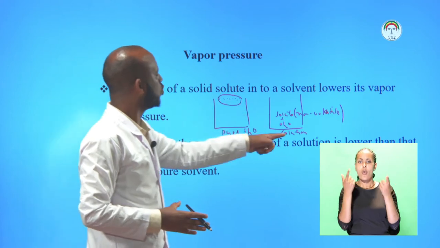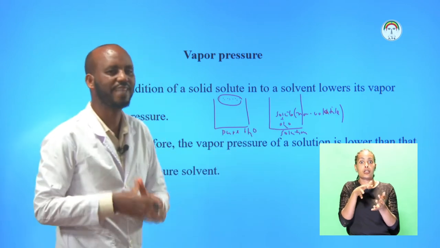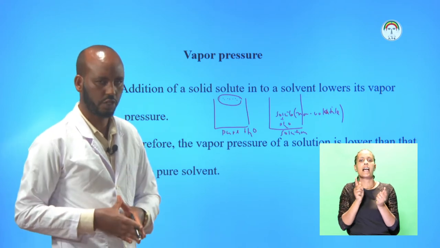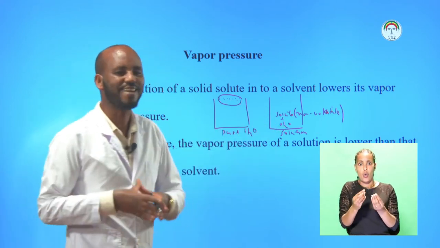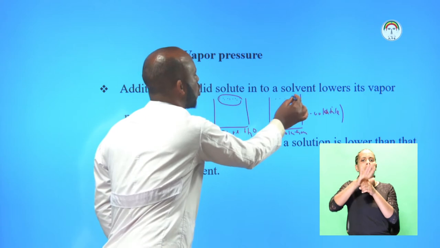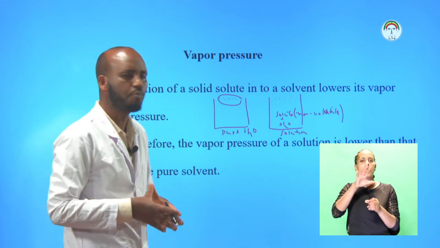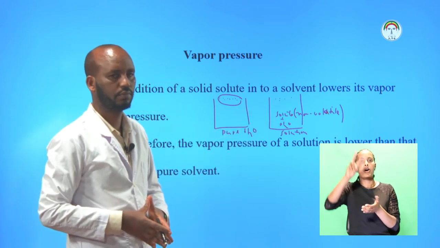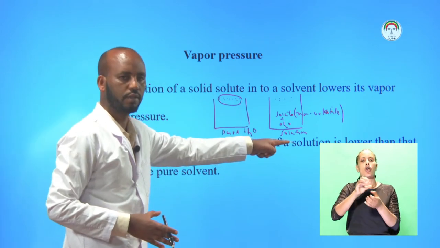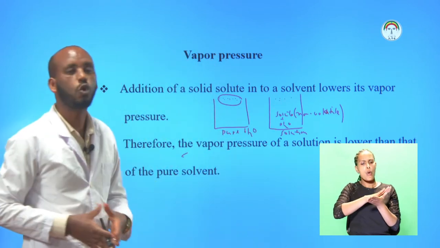But when we come to the solution, the fact that solute dissolves in a solvent is that there is solute-solvent interaction. Now this interaction, which is solute-solvent interaction, reduces the vapor pressure of this solution. Therefore, here we have small vapor pressure, low vapor pressure. We can say the vapor pressure of a solution is lower than that of the pure solvent.